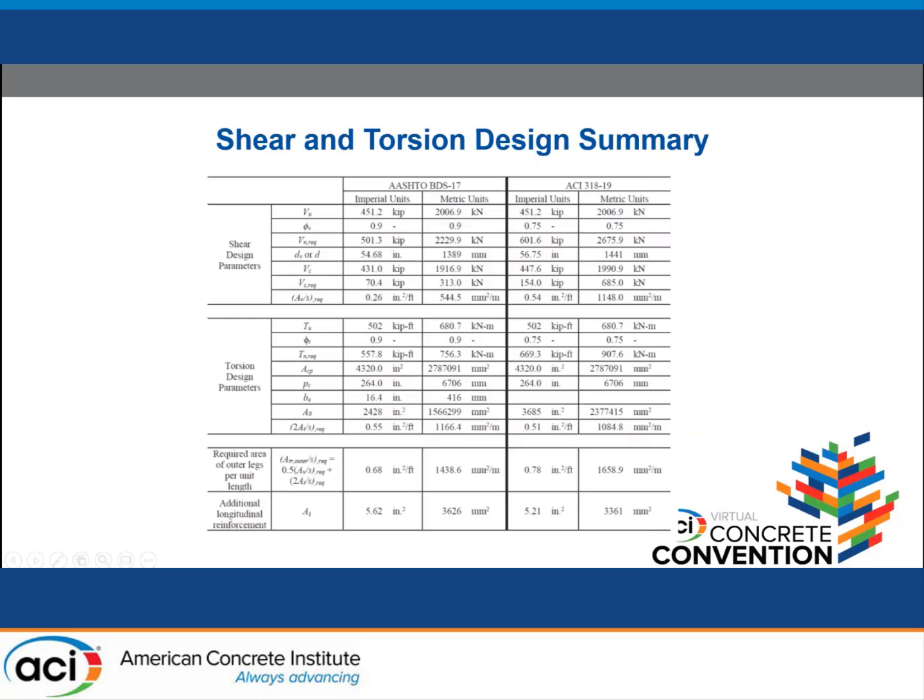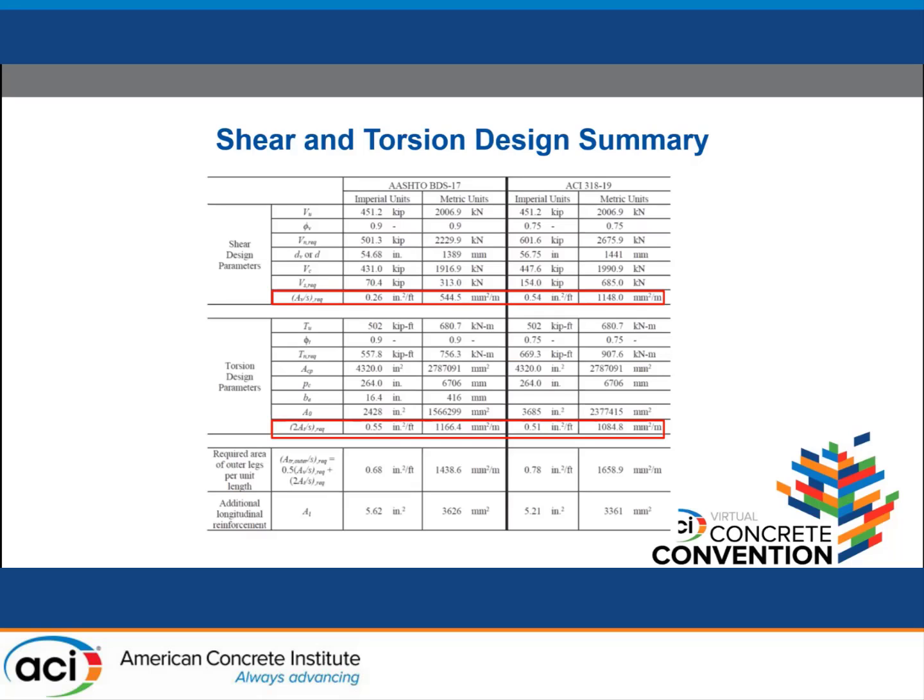Based on the design equations, we come up with the quantities of the shear and torsional reinforcement that is required. Most of the numbers for the two methods are very close to each other, but there are some differences. One major difference is for the shear design. If you use ACI, the resulting quantity of shear reinforcement is almost double the quantity if you use AASHTO.